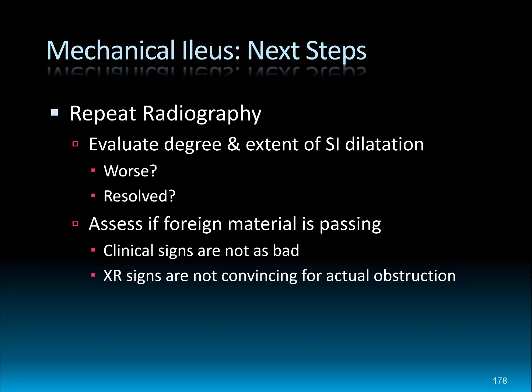Is small intestinal distension getting worse, or is it improving? Is there foreign material in there that we couldn't see before that maybe now we can? Or if there is potential foreign material, is it passing? So all of these things can be useful whichever direction they're going.